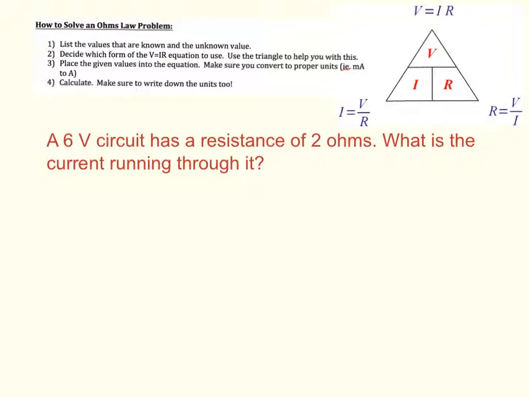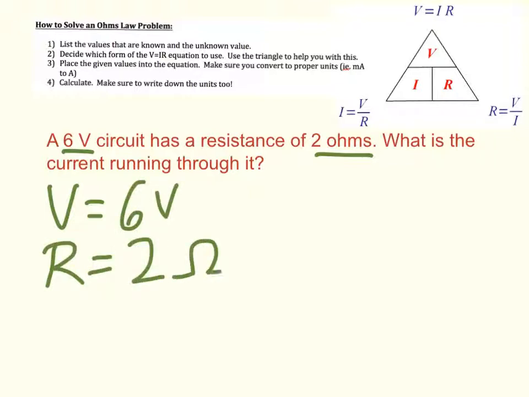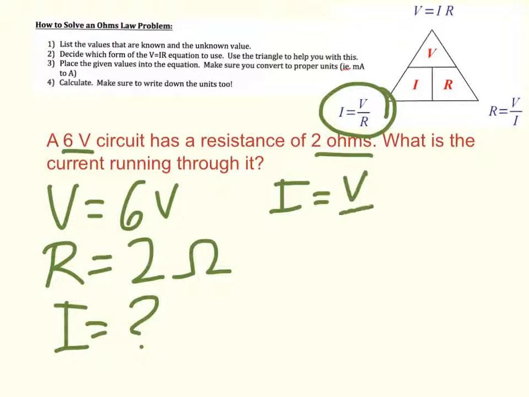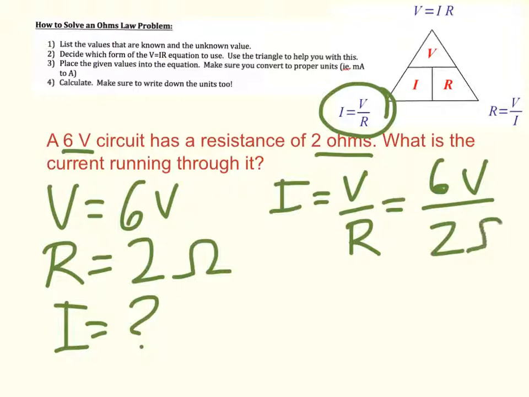First off, let's look for our knowns and our unknown. We have a 6 volt circuit, 2 ohms right here. So V equals 6 volts and resistance R equals 2 ohms. Our unknown, what we're supposed to solve for, is current. Because we're solving for current, we're going to need to use this version of the Ohm's law formula. I'll write it down here and then I will substitute. And then calculate. 6 divided by 2 is 3, and our unit for current is amps.